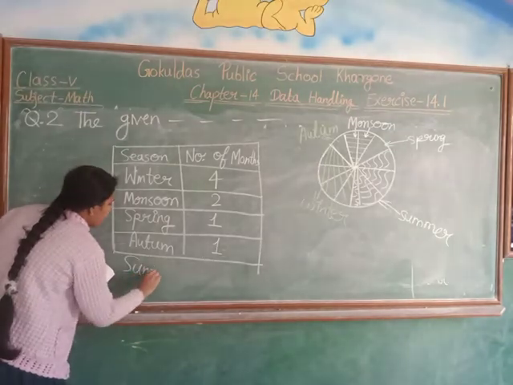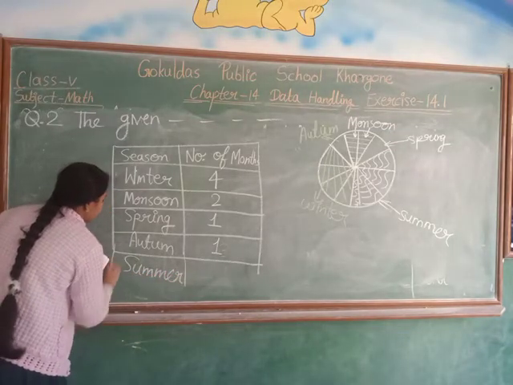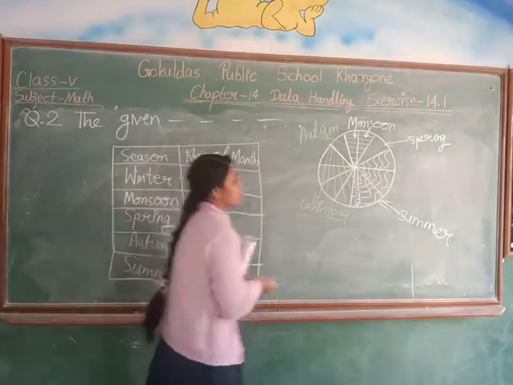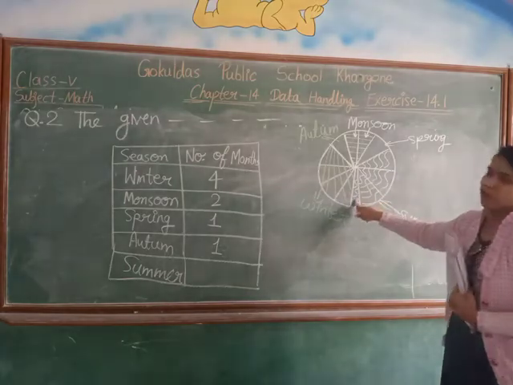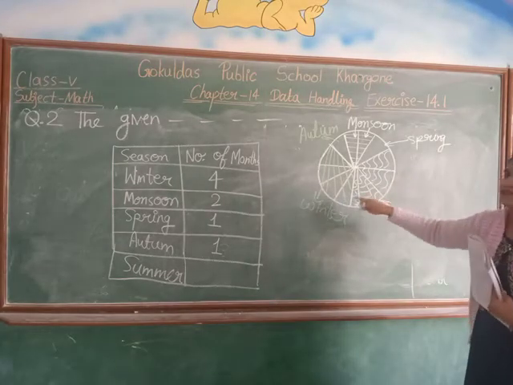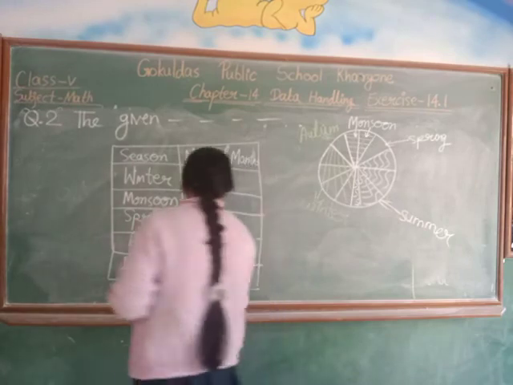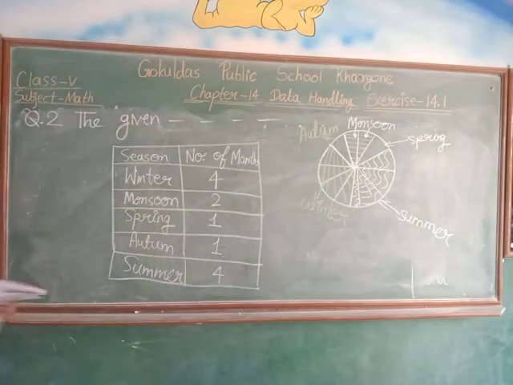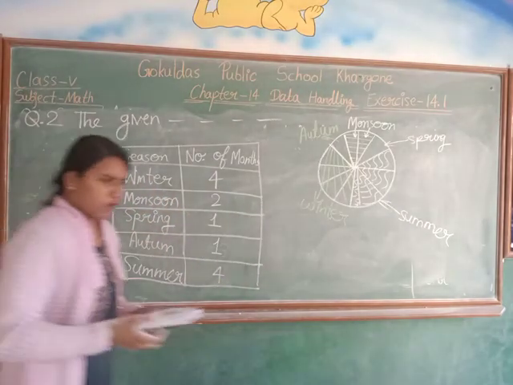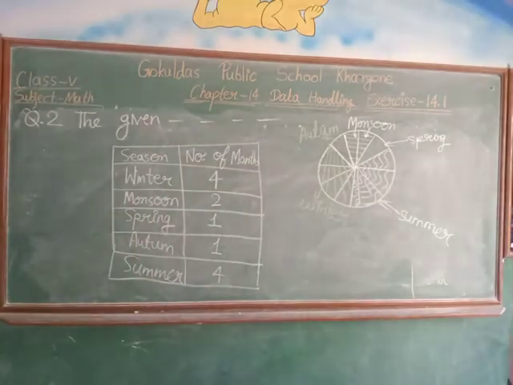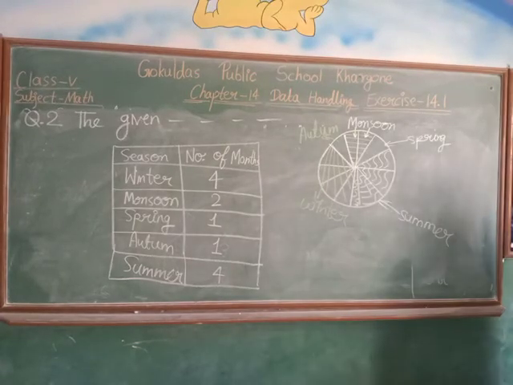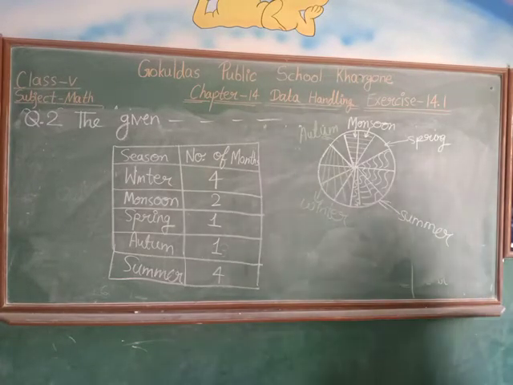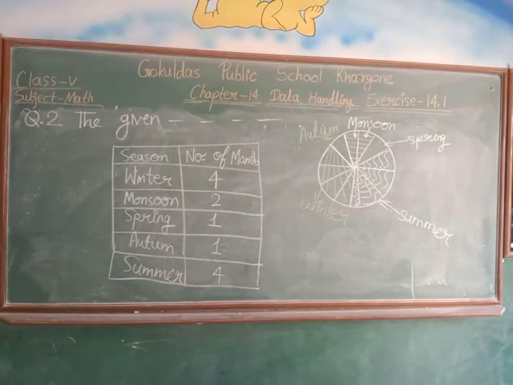Now the last season is summer. For summer season, count the number of slices. 1, 2, 3 and 4. The number of slices is 4. It means it is representing 4 months. Okay? So this is what you will write in question number 2. Take a screenshot or fill in your book and later write properly in your copy.